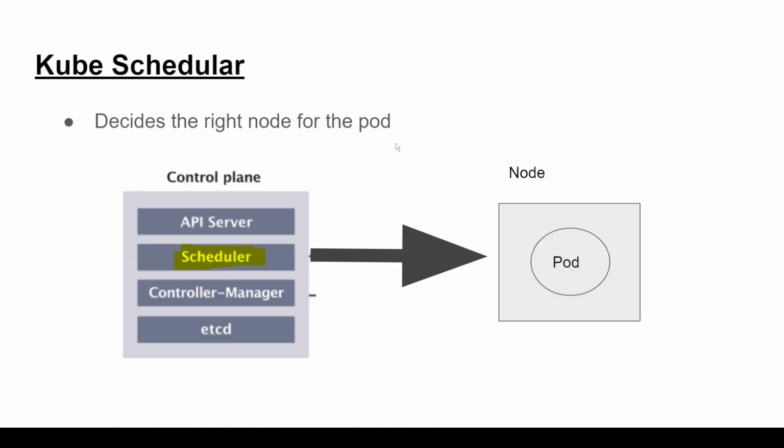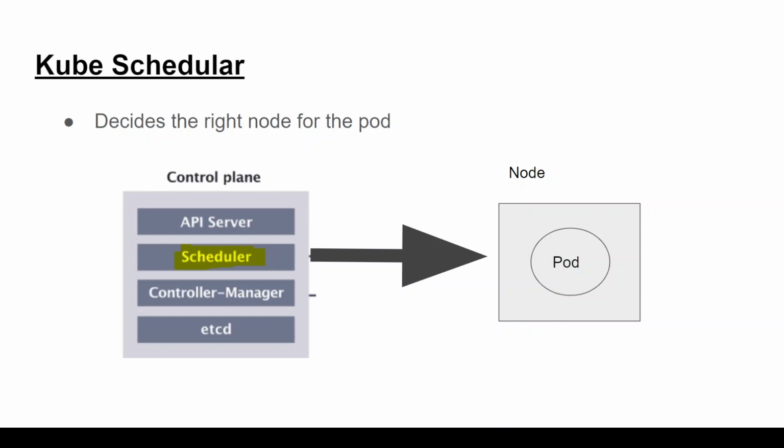Now we will learn about kube scheduler. Kube scheduler decides the right node for the pod. Where the pod is to be scheduled depends upon how much RAM and how much CPU is there, so it will decide which node has that RAM and memory free. Accordingly it will schedule the particular pod on that node.